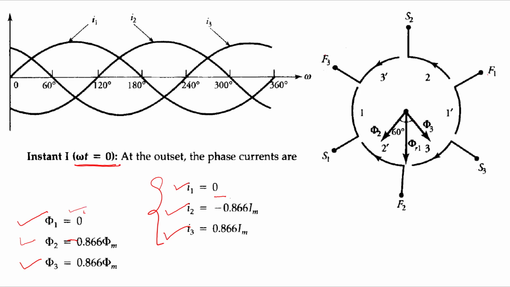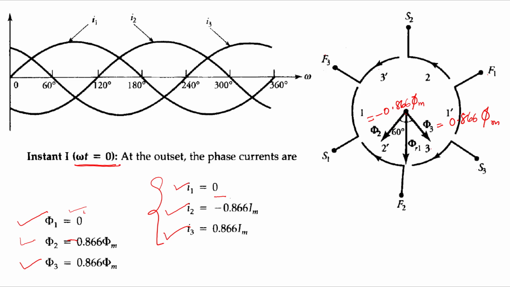So phi 1 is 0, therefore no phi 1 is shown here. And phi 2 should be from 2 dash to 2, in this direction. This is phi 2, but because it is minus 0.866 phi m, it will be plotted in the opposite direction. So phi 2 will be in the opposite direction, equal to minus 0.866 phi m, right? And phi 3 will be in the same direction, from 3 dash to 3, so it will be 0.866 phi m, right? So now we have phi 2 and phi 3, and phi 1 equal to 0.